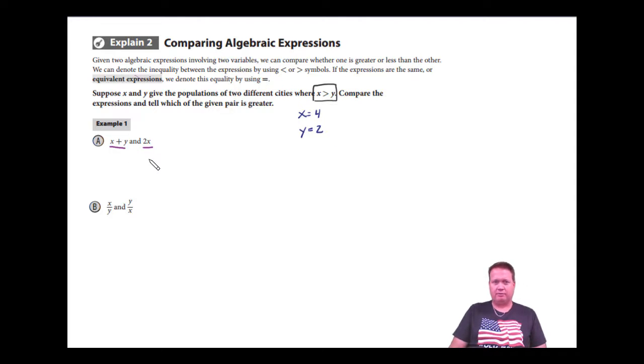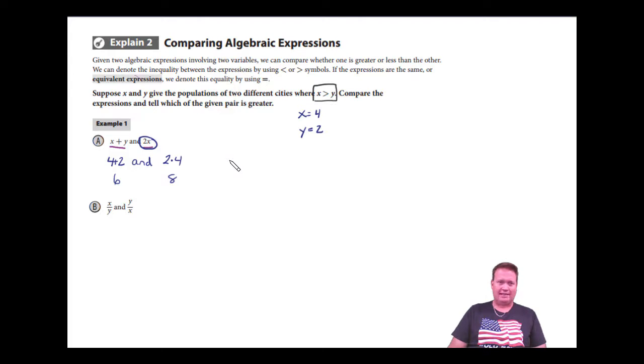Let's take a look at what that would be worth. If x is 4 and y is 2, then x plus y would really be 4 plus 2, and 2x would be really 2 times 4. And now it's very easy to see which one is bigger. This is 6, and this is 8. So in all cases, 2x is going to be bigger.